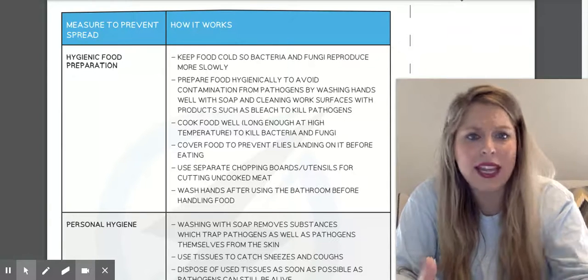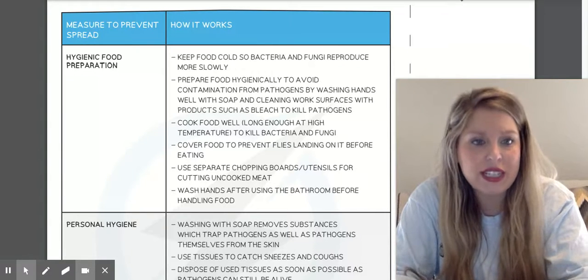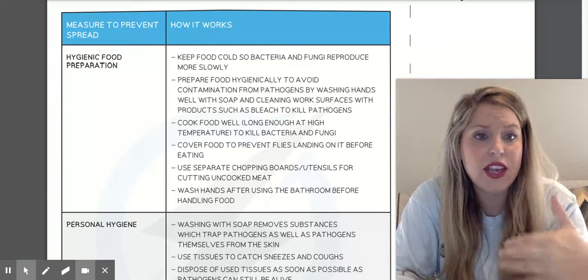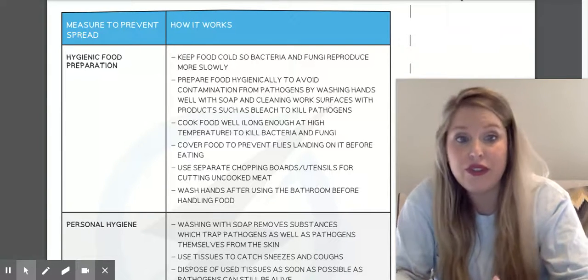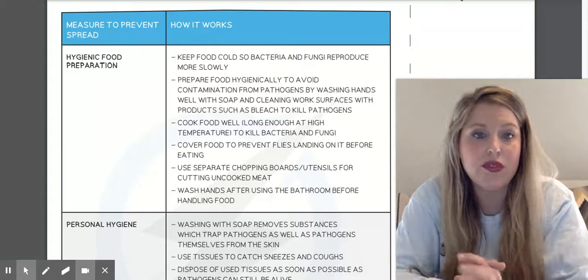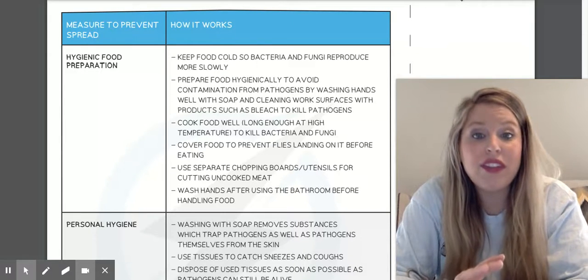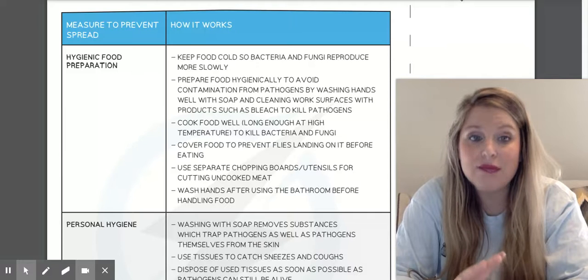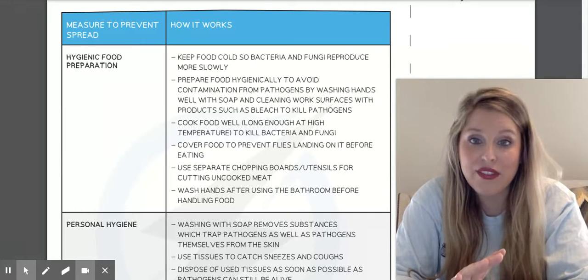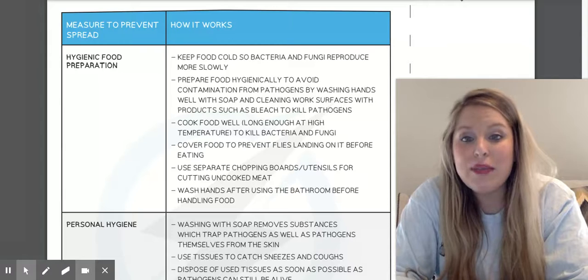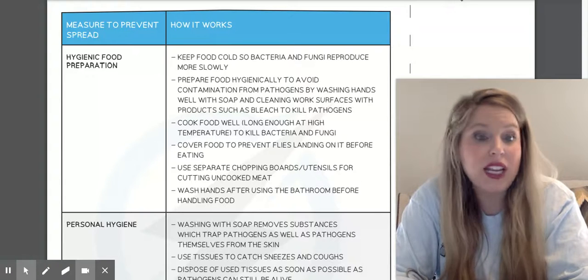We need to cook food well, long enough at high temperatures to kill bacteria and fungi. And this is happening even in our school cafeterias and lunchrooms. They have specific regulation of the temperatures of your food. Everything is controlled with the food that you're eating, even at school. We need to cover food to prevent flies landing on it before eating. Flies are not good to have around our food. And then use separate chopping boards and utensils for cutting uncooked meat.